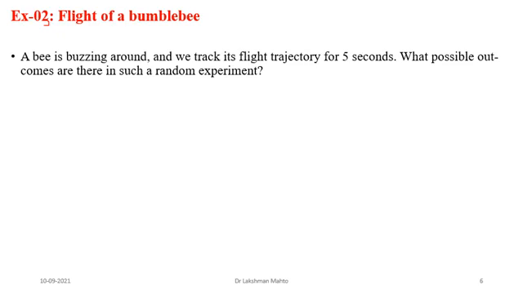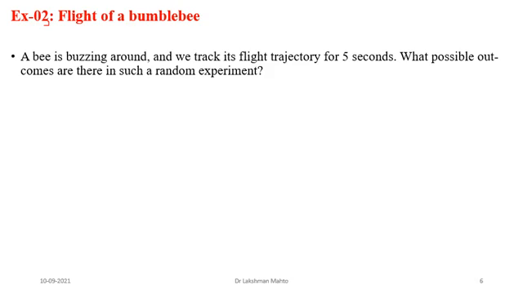But don't worry, probability is giving a tool to approximate that prediction. Approximation we will learn in later modules. So a bee is buzzing around and we track its flight trajectory for 5 seconds. What possible outcomes are there in such a random experiment? What are all the possible outcomes? What would be the sample space for this random experiment?